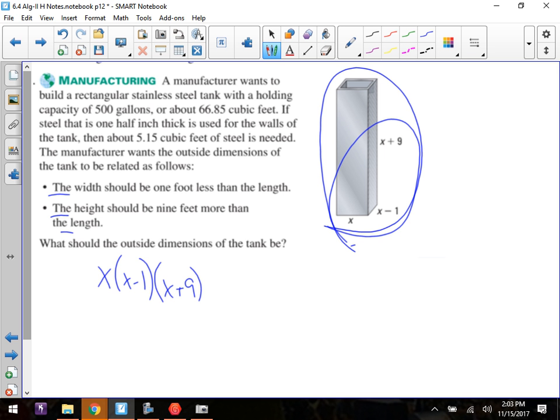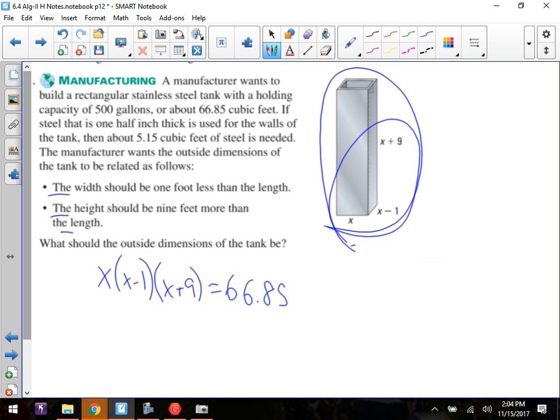So that's the 66.85. Now, where they're coming with this whole thing of the thickness of the metal, they say that if steel that is 1/2 inch thick is used for the walls of the tank, then about 5.15 cubic feet of steel is needed. The manufacturer wants to know the outside dimensions of the tank to be related as follows. What should the outside dimensions of the tank be?